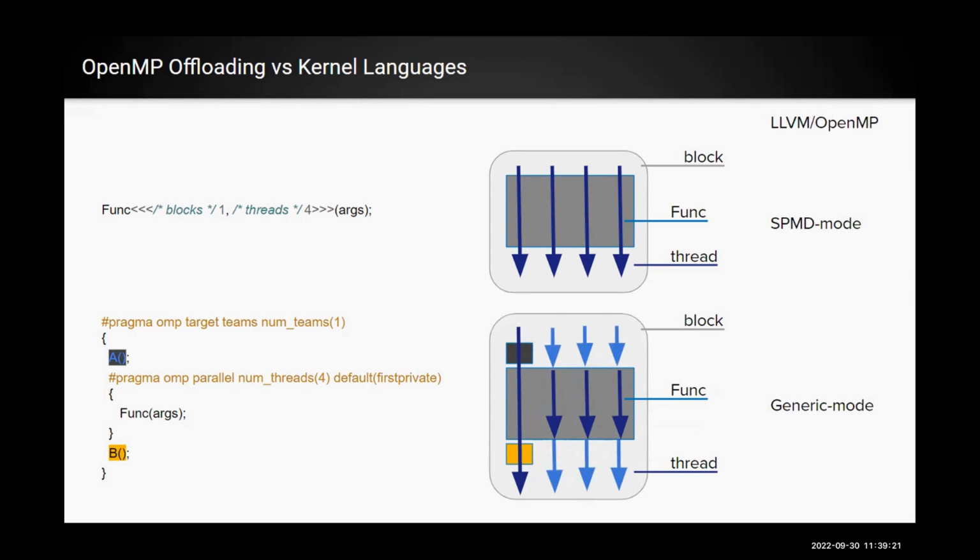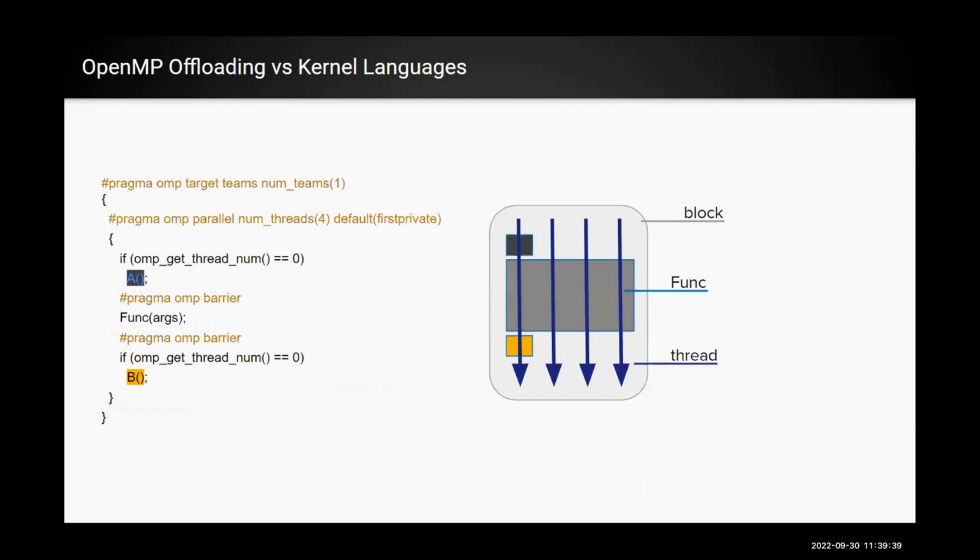SPMD mode is the upper one, which is good. So if you see remarks about we moved something to SPMD mode, great. If you see remarks about something, oh, we couldn't and it stays in generic mode, not great. It's not the worst. It can still perform fairly fine, but it's certainly SPMD mode is faster.